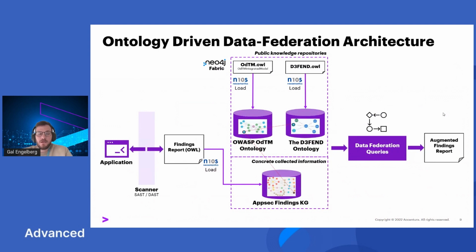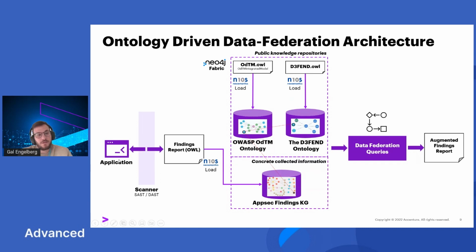And this is how it's done in terms of architecture. This is the ontology-driven data federation architecture. You can see here on the top that we build basically a knowledge base based on public knowledge repositories. We take OWL files, which are given by the vendor of the data source. We take the ODTM OWL file and the D3FEND OWL file. We load it via NeoSemantics, each one to a different database.